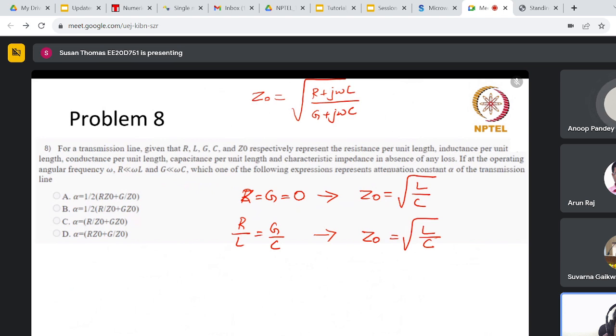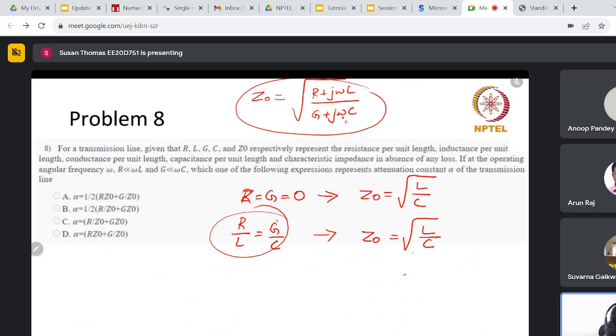Exactly. Okay. So if you have gone through the derivation of distortionless line, you have to see the derivation of how it has come to root of L by C. So you apply this condition in this expression and simplify it and see that it reduces to root of L by C under certain conditions.